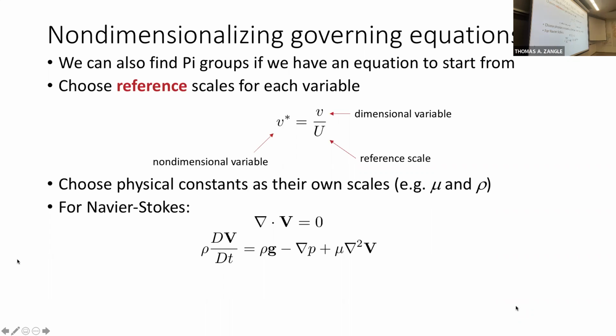V star up there would not be a pi group. This is now a non-dimensional variable. That's right. We're going to see pi groups come out of this analysis, but we wouldn't call that a pi group, not in the sense that we defined previously.